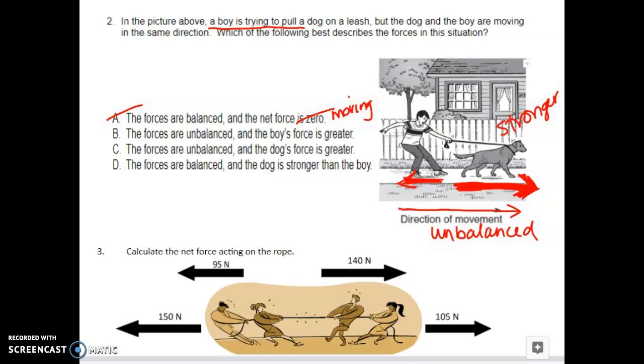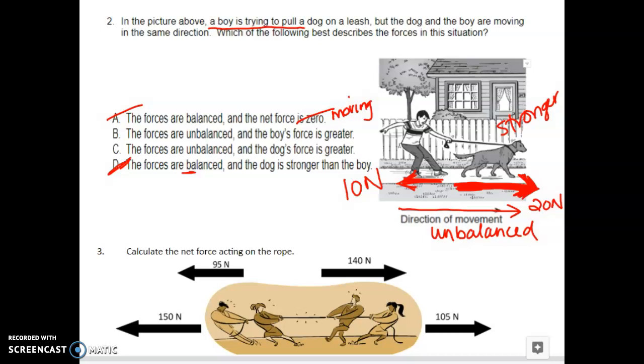So I do think that because the boy is trying to pull in one direction and the dog is in the other, if I just kind of randomly put some forces in here, maybe he's pulling back with 10 newtons, and the dog is pulling forward with 20 newtons. So already I can tell that that is an unbalanced force. These forces are definitely not balanced. They are unbalanced. We have to decide whether it's the boy's force or the dog's force that is greater.